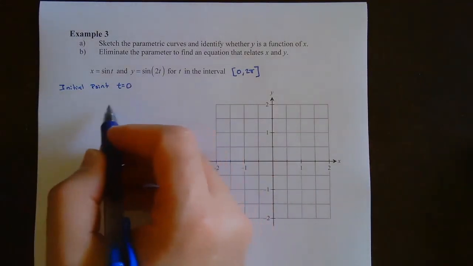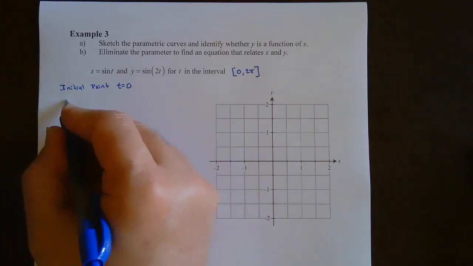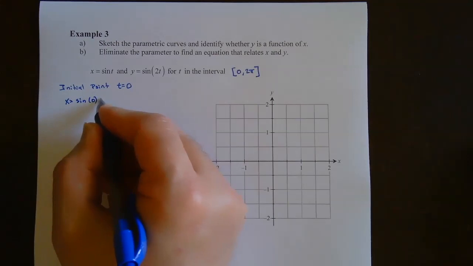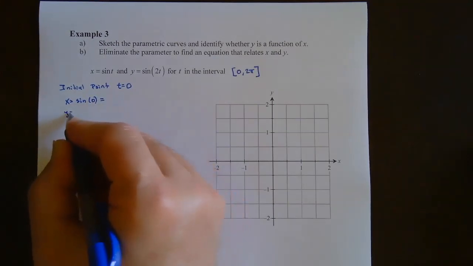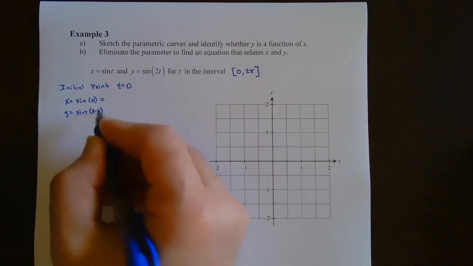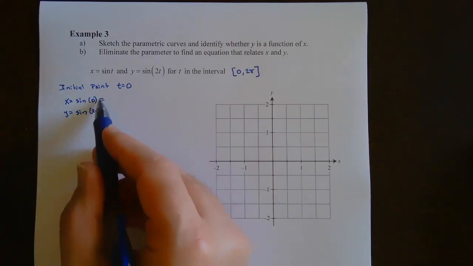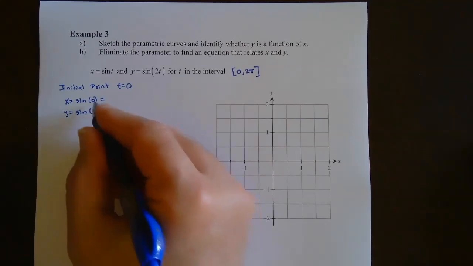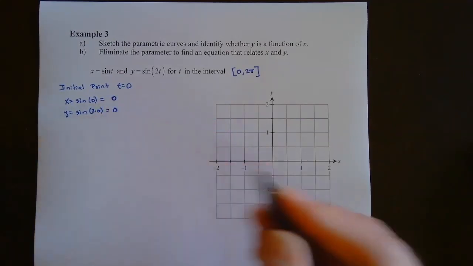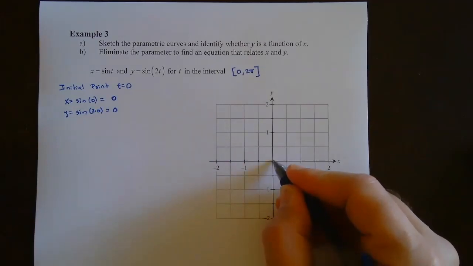So for this initial point t equals 0, we would have x equal to sine of 0, and y would equal sine of 2 times 0. And 2 times 0 is still 0, so both of these are sine of 0. Sine of 0 is 0, so we are starting right here on the origin.